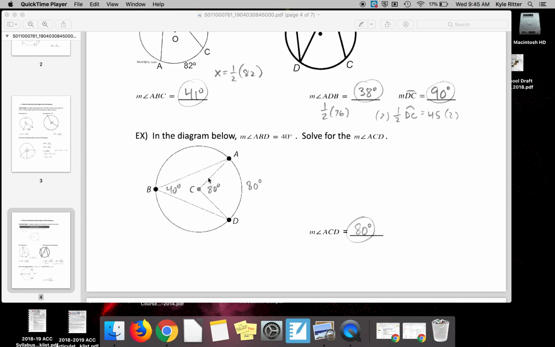We know that the central angle, which is what we're asked to find the measure of, is going to be equal to its corresponding arc. So the angle ACD measures 80 degrees.